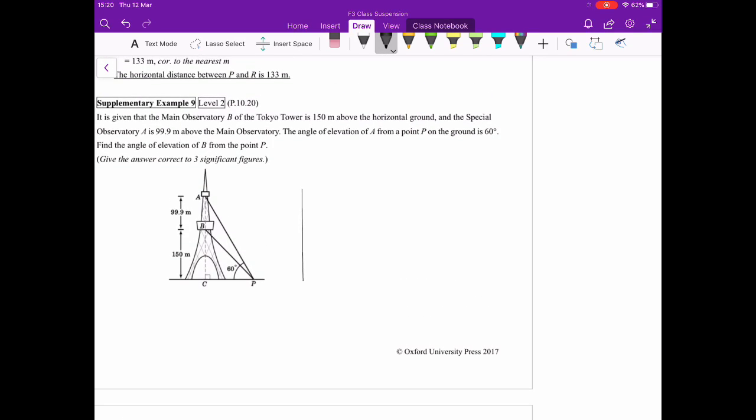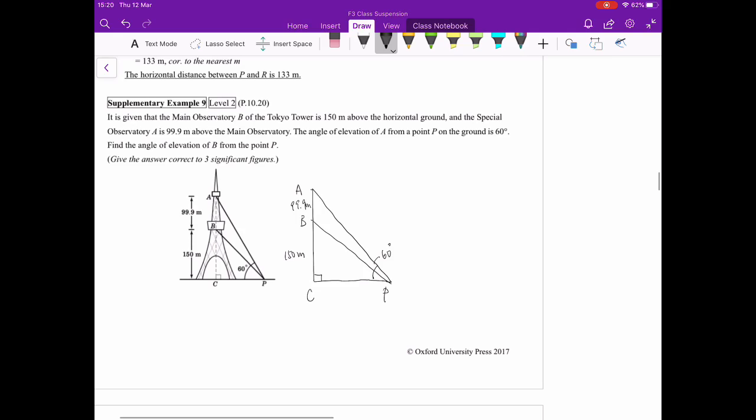A straight line represents the tower and the horizontal ground, and you can have point A and also point B on here. This is C, so this is P, and then you have two lines joining P like this. Okay, I tried my best. And then this one is 99.9 meter. This is 150 meter, and the whole angle here is 60 degree. This is right angle. Okay, now the questions ask you to find the angle of elevation of P from B.